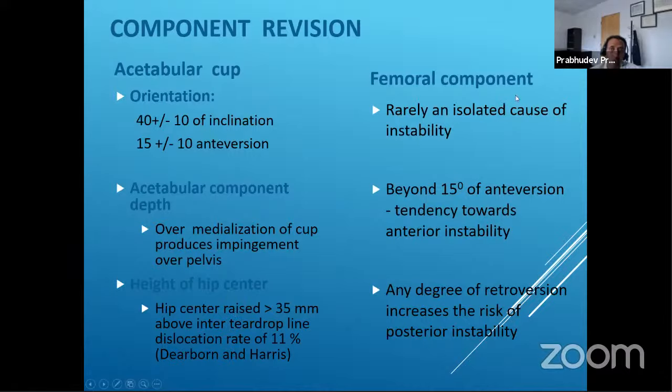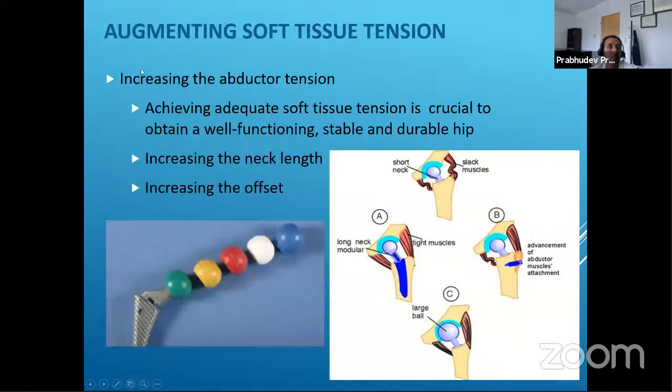Femoral component position alone is rarely an isolated cause of instability. If it is placed beyond 15 degrees of anteversion, there is a higher tendency towards anterior instability, and if it is retroverted, again higher tendency toward posterior instability. How do we augment the soft tissues? If the position of the component is satisfactory, then we can increase the soft tissue tension by increasing the neck length, and by increasing the offset by changing the liners.